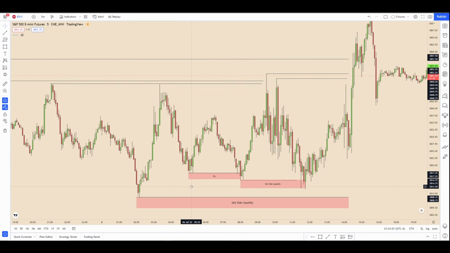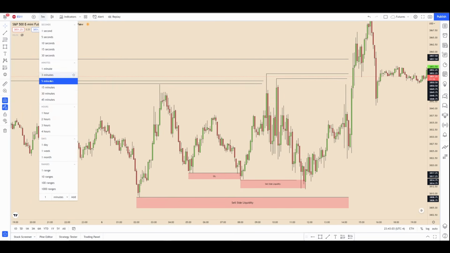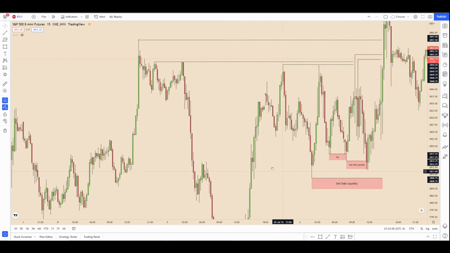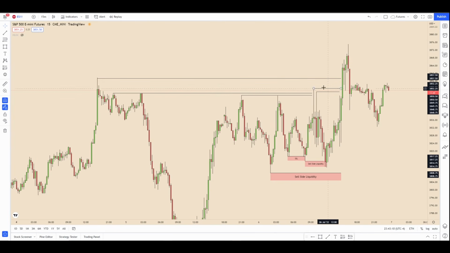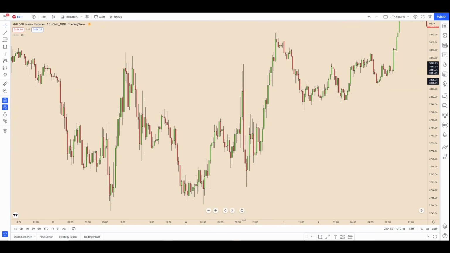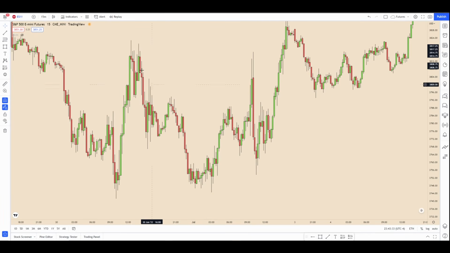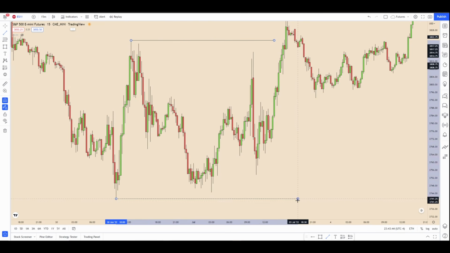This is on the 5-minute. I personally like to look on the 15-minute chart. I find it easier. As you can see here, it becomes a lot easier to see. So we are on the 15-minute chart here, and let's just look at this range right here. Where is your obvious liquidity? Above here, below here, right? So as you notice, we're kind of range bound in here.